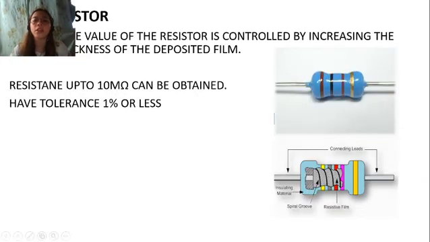Then we have the film resistor. Muna siyang itsura nila ho. Example, the resistive value of the resistors is controlled by increasing the desired thickness of the deposited film. So, syempre, ang pag-resist yan, nakadepende man sa thickness ang na-deposit ang film. The more nga mo na-deposit na film, syempre, the more magurong iyang resistance. So, resistance up to 10 megaohms can be obtained, have a tolerance 1% or less.